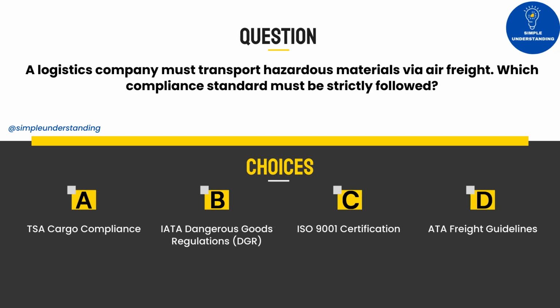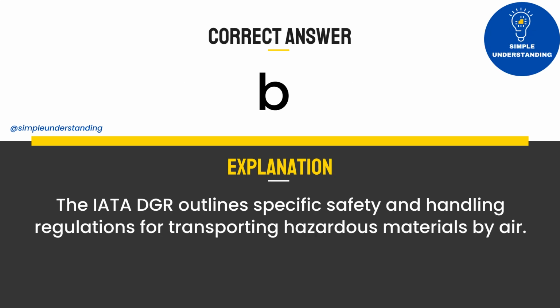7. A logistics company must transport hazardous materials via air freight. Which compliance standard must be strictly followed? A. TSA cargo compliance. B. IATA dangerous goods regulations, DGR. C. ISO 9001 certification. D. ATA freight guidelines. Correct answer: B. Explanation: the IATA DGR outlines specific safety and handling regulations for transporting hazardous materials by air.